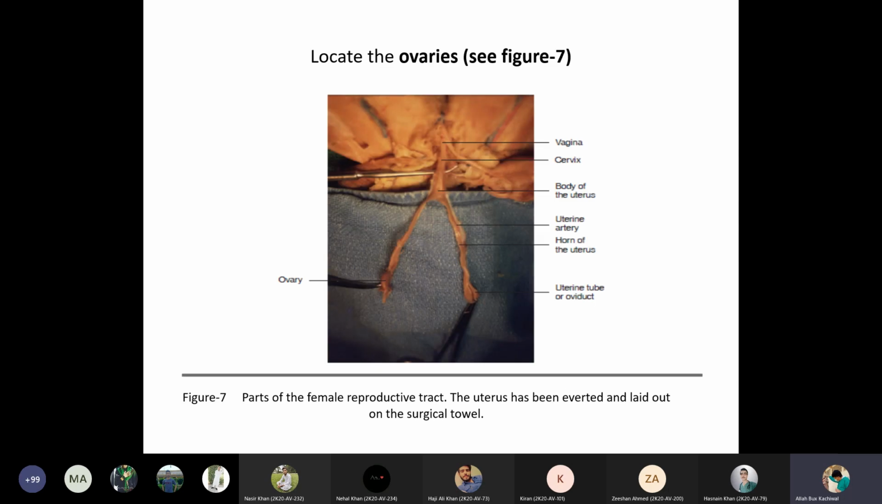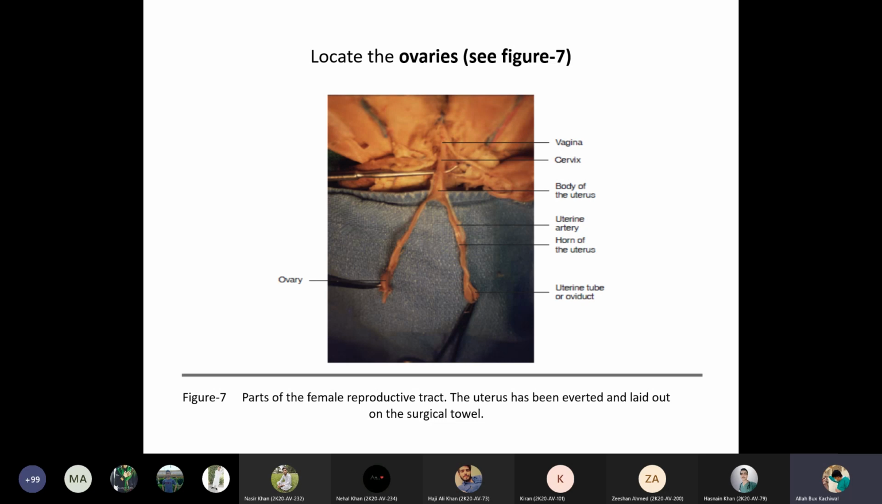The location of the ovaries, the vagina, cervix, then the uterine body, the uterine horns, oviduct, and then the ovaries are present in the female reproductive organs. The parts of a female reproductive tract: the uterus has been everted and then laid out on the surgical table.